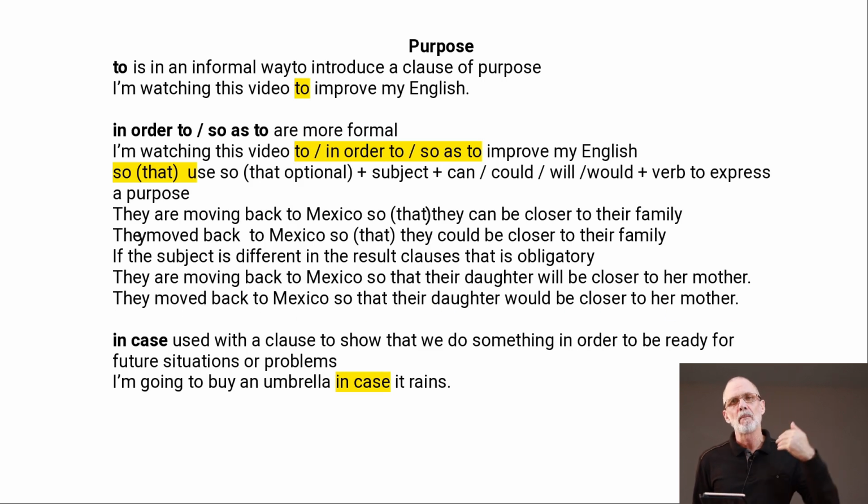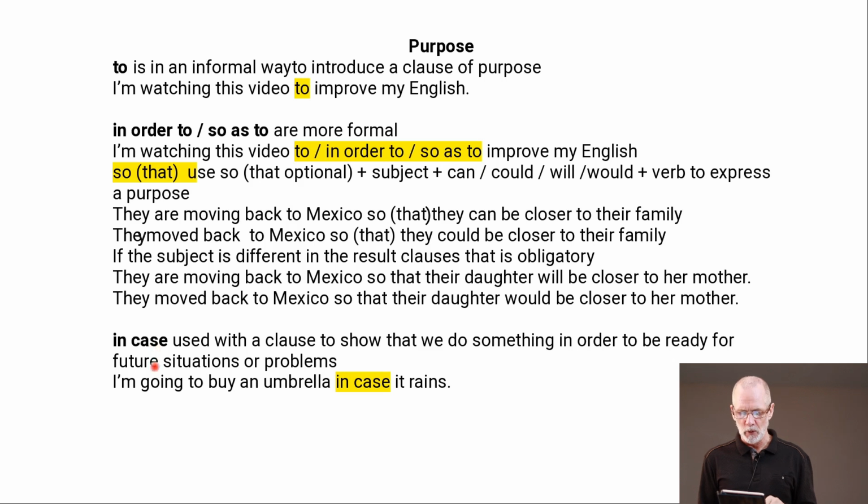We must use it. They moved back to Mexico so that their daughter would be closer to her mother. Another example, this time in the past, with the verb here in the past, moved, and here I'm using "would". In the other example, it was are moving back, present continuous with a future meaning, plus "will" for the future here.